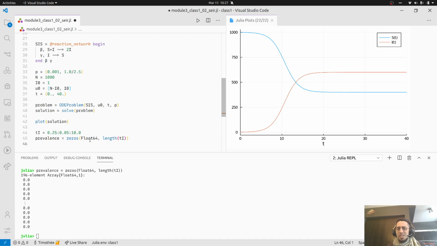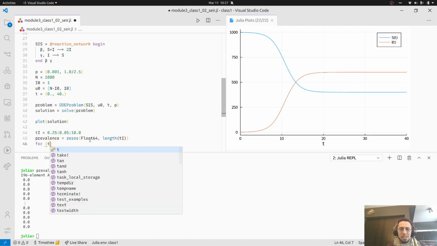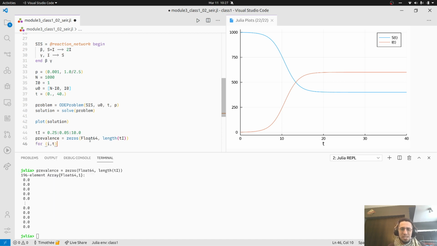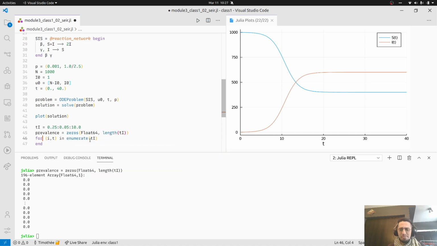What do we want to do next? So what we want to do is for IT in enumerate TI. What we want to do is set these parameters as being, we keep the same rate of transmission, but we want the rate of recovery to be 1/t. We want to change the rate at which individuals are becoming susceptible again.